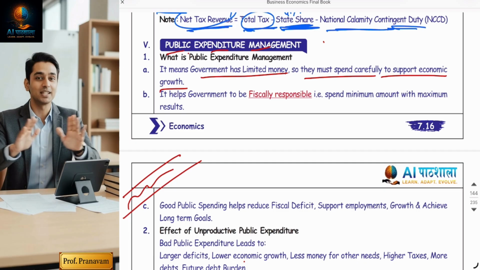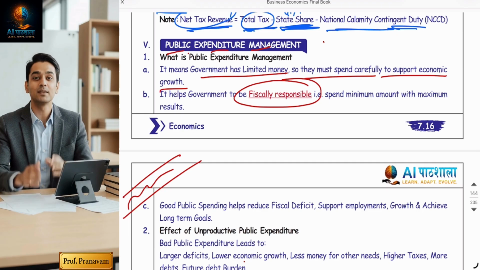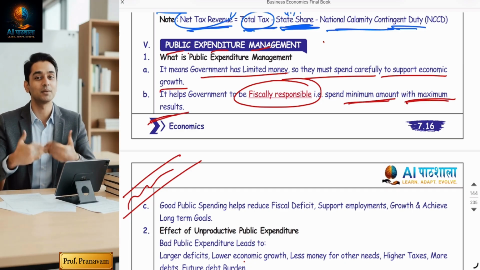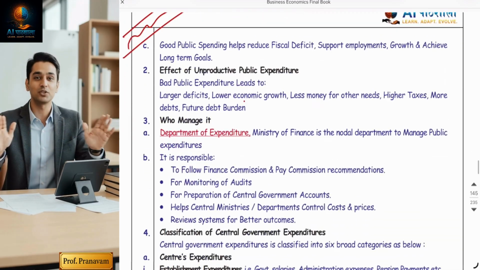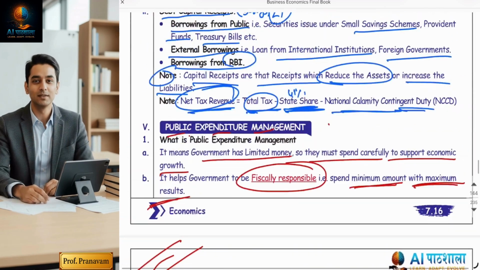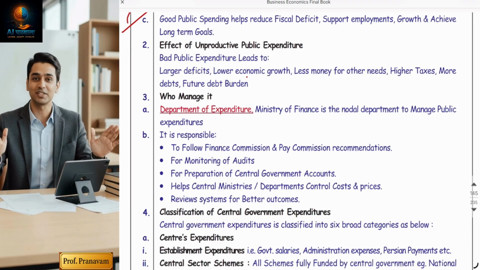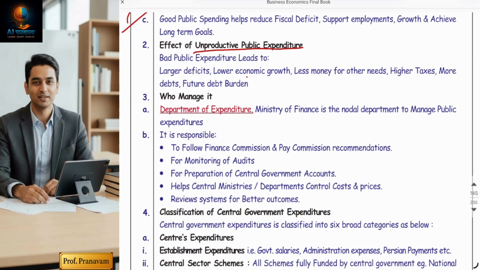Now, why is it important? Because it helps the government become fiscally responsible, and public expenditure management helps the government spend a minimum amount for maximum results. So public expenditure management is the most important and responsible task for the government. Am I correct? Now you should understand, what if the government would not be managing its expenditures very professionally and effectively? What is going to happen? So friends, the government will end up spending money on unproductive public expenditure.